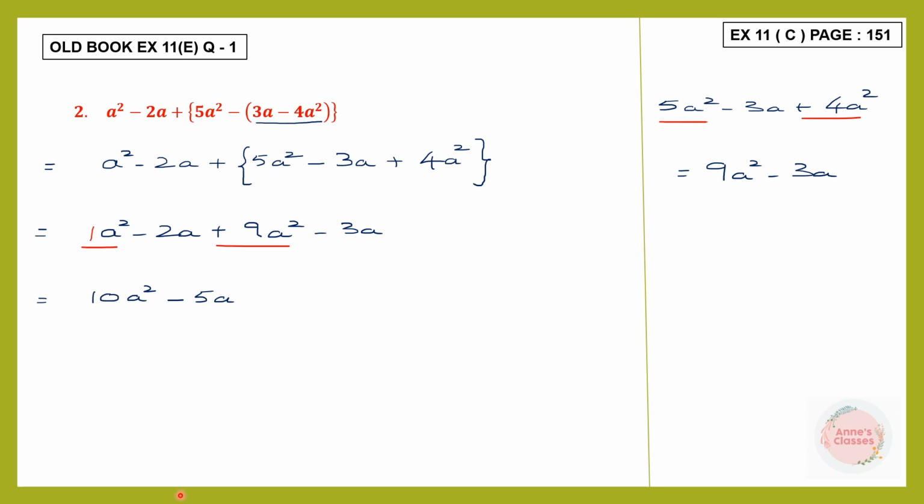So now what do we have? We have 10a square minus 5a. We cannot subtract these two because they are unlike terms. This is a square, this is a. So this is our final answer: 10a square minus 5a.